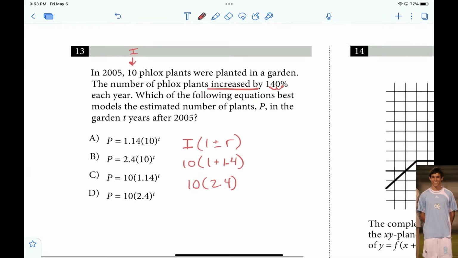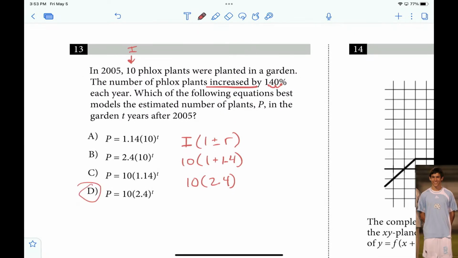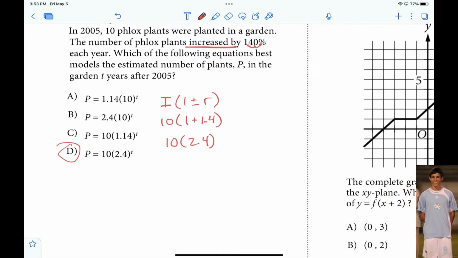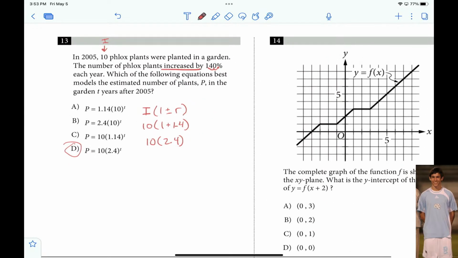Now notice for all these answers, they have the power t. I honestly wouldn't pay that close attention to it because every answer has t. So who cares? That t is there because it happens once a year, I guess. But I honestly would not pay too close attention to that. The big thing is understanding and remembering the percent change equation. It's the initial value times 1 plus or minus r, which is our percent change as a decimal. And then usually we're just simplifying that.